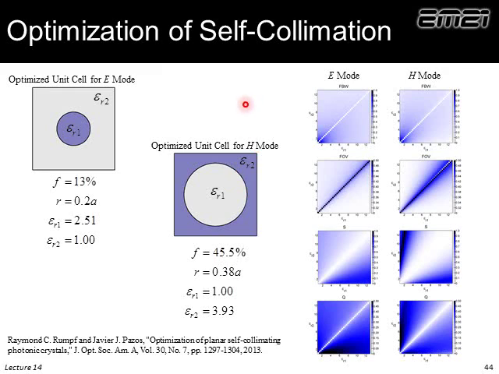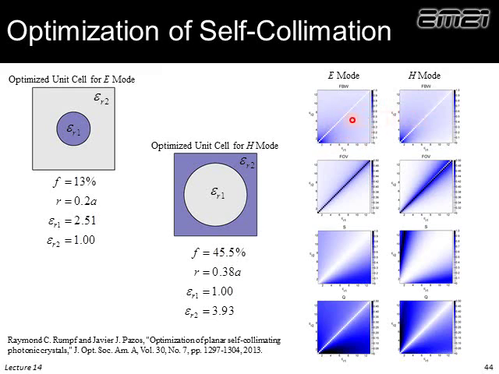So now let's look at what happens when we play with different parameters and we look at the different performance metrics. These top two, for the E mode and the H mode, show what happens to fractional bandwidth as we change the two different dielectric constants. Well, what we see is that we get the highest bandwidth with low dielectric constants. That's pretty interesting. And that's the same conclusion for both lattices.